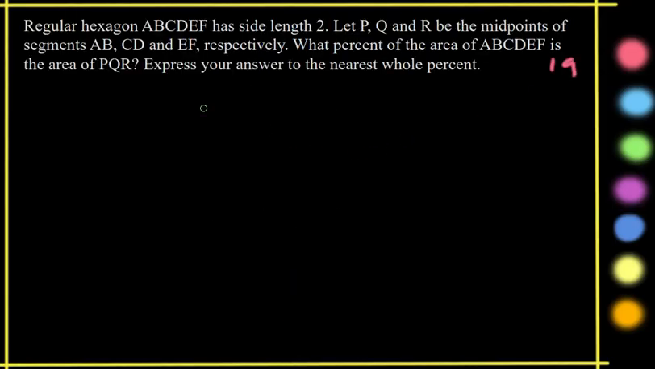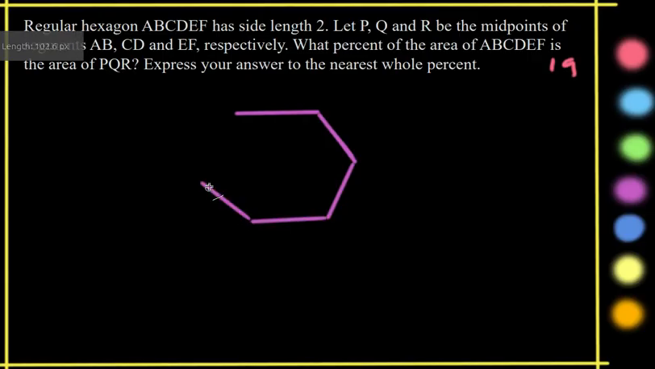This one is about a regular hexagon. So I'll get my line tool and we'll see how this goes here. So we've got a regular hexagon A, B, C, D, E, F. Let's go ahead and draw something that looks hexagonal if we can. So something like this. It's probably not perfectly regular, but oh well. Pretend. I'd like to make it a little better than that.